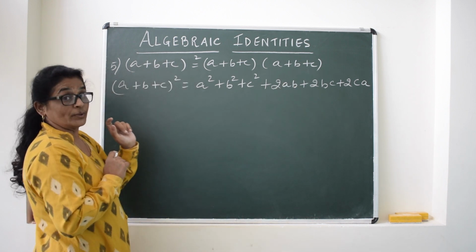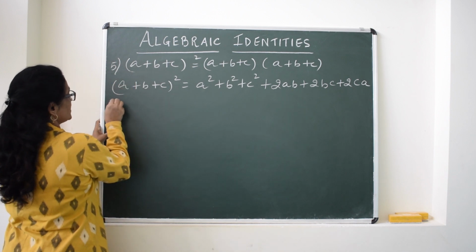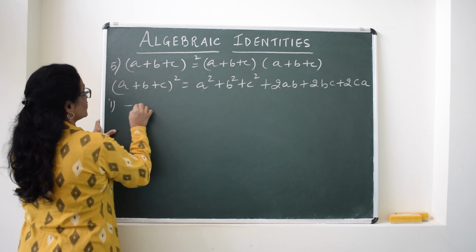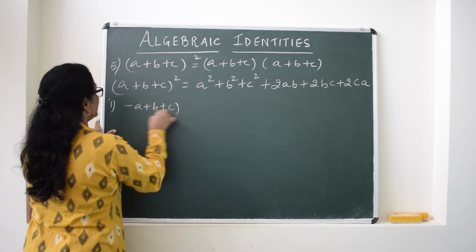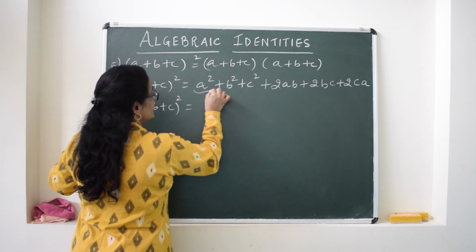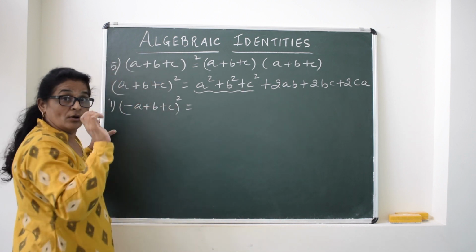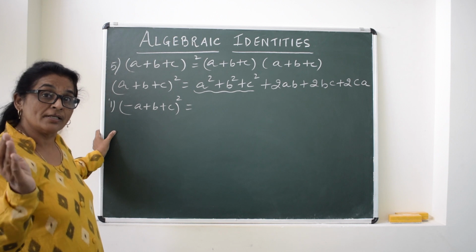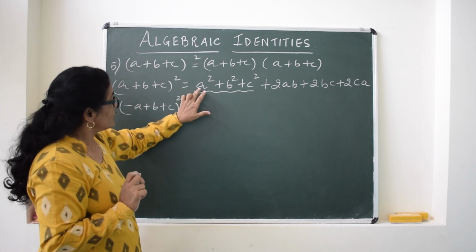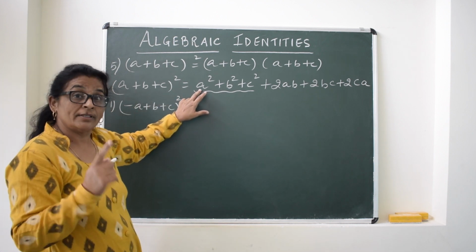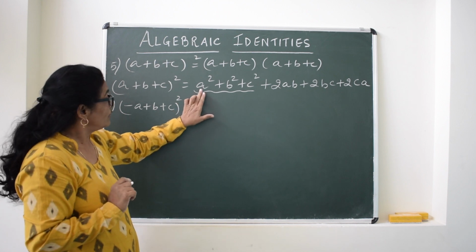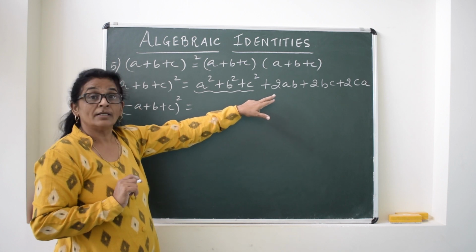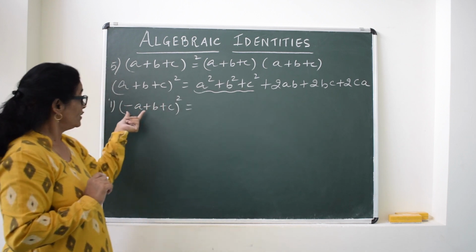So in other words, suppose the first type I am taking, only a is negative. So the expansion will be, these three quantities will always be same, that is a square plus b square plus c square only. Why? Because whether this quantity is positive or negative, its square will be positive. So there will be no change in these three terms. The change will come in the last three terms according to the sign.